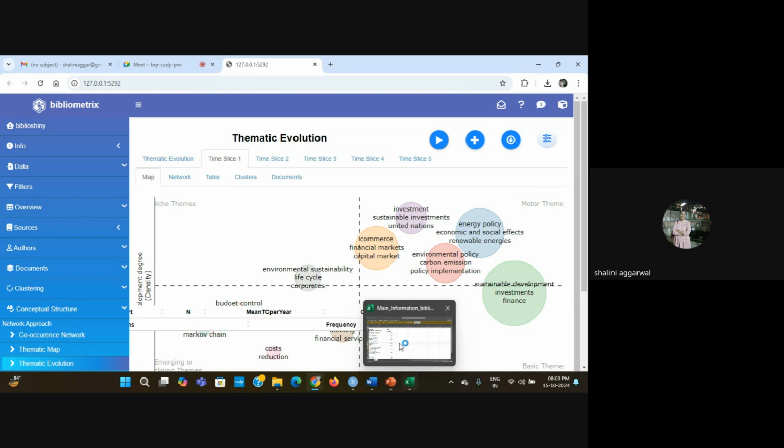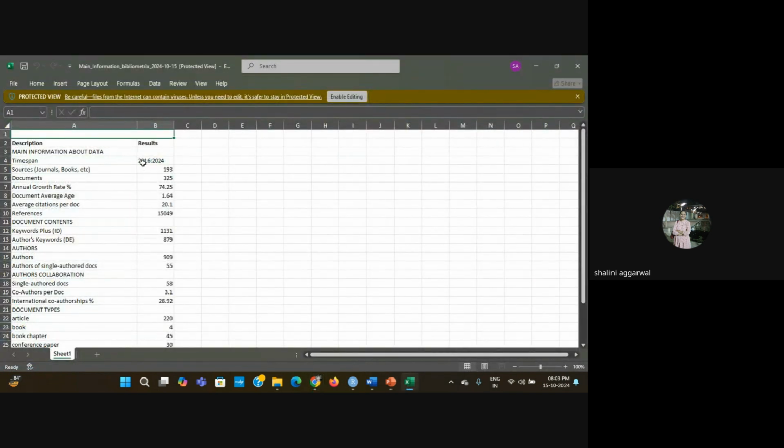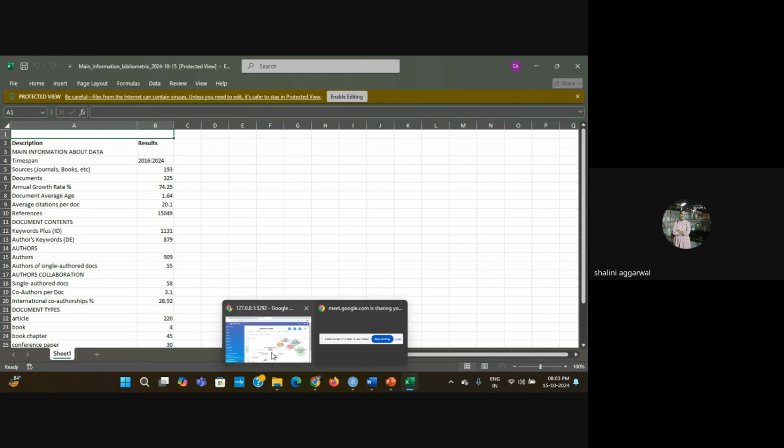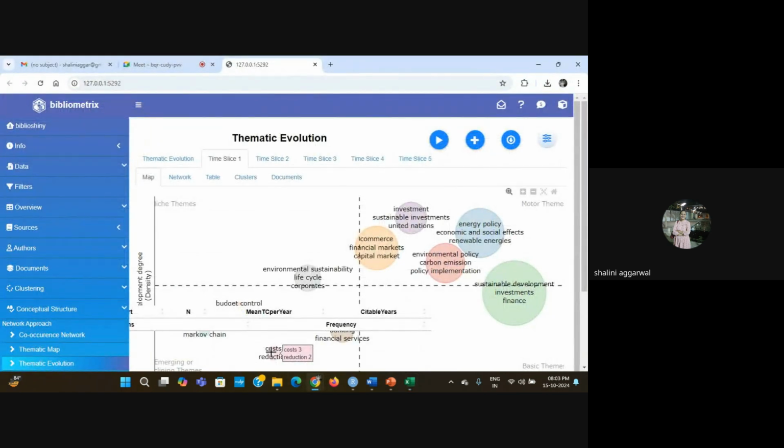The problem here is, look at this, 2016 to 24 is the time period of our study. So it depends on the number of years and the number of papers spread throughout this. So it will depend on that how many time slices you will take. Here you can see the time period is from 16 to 24. So it is always preferable to do it only twice. So that will be better.